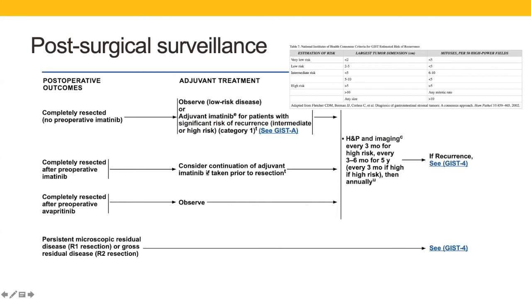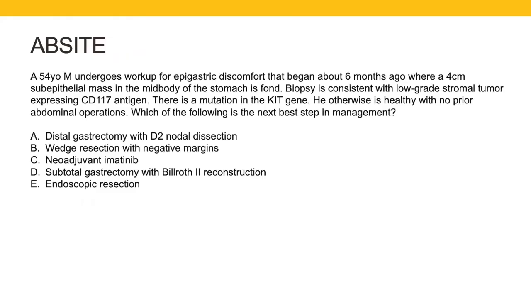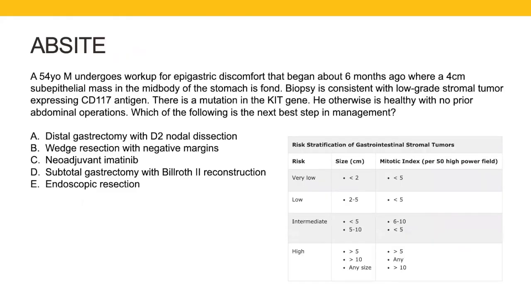And yeah, this is the follow-up every 3 to 6 months for the first 5 years, especially for those who got neoadjuvant imatinib. Oh, and then this bottom one here, it went on to another slide, but for persistent microscopic disease, so an R1 resection, or if you have gross residual disease, you'll just continue imatinib as long as the patient can tolerate it, and follow them with every 3 to 6 month scans for 5 years. And I included an ABSITE question, which you don't have time to go through.